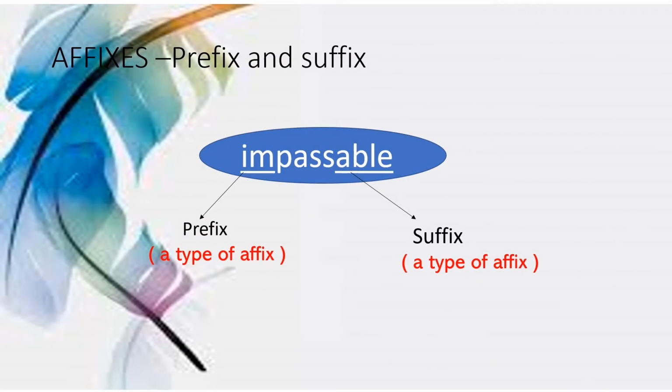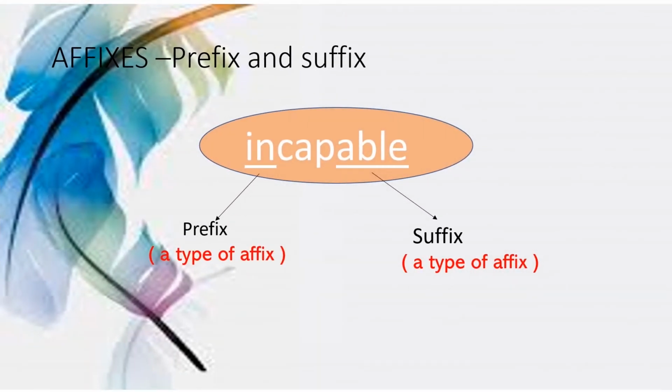Let's discuss further. From the word impossible, what is the base or root word of impossible? Correct. The root word of impossible is pass. What affixes are being added to the base word pass? Correct. Im is a prefix added at the beginning of the root word pass, and we have here ible, a suffix added at the end of the word pass to make it impossible.